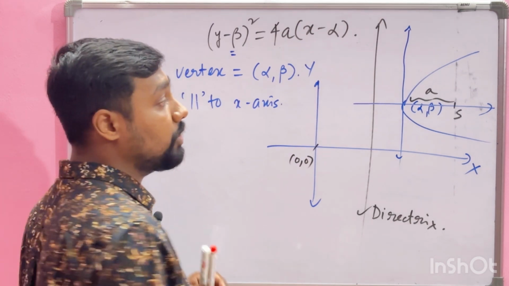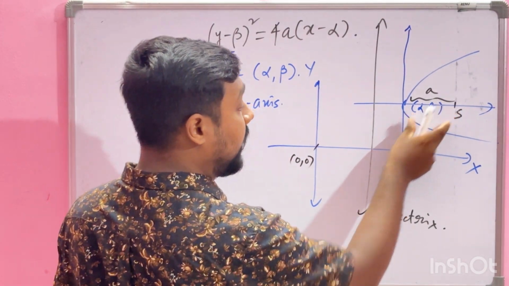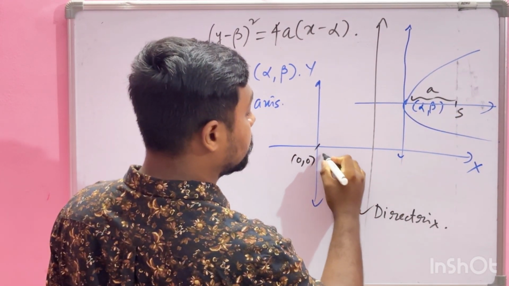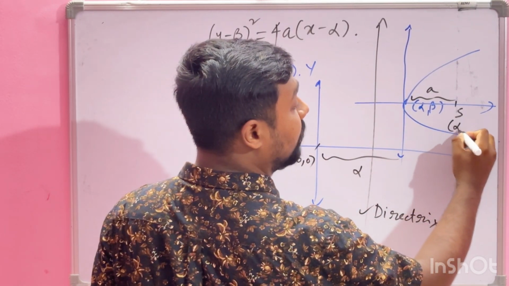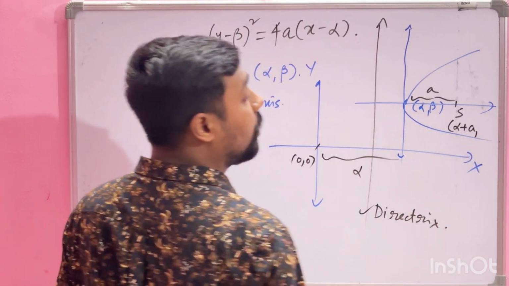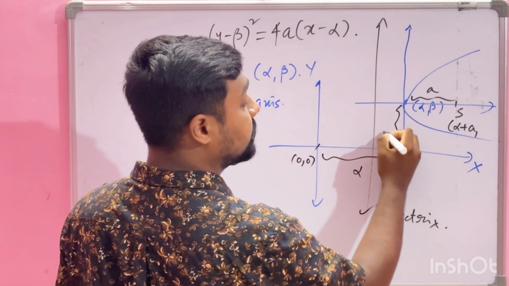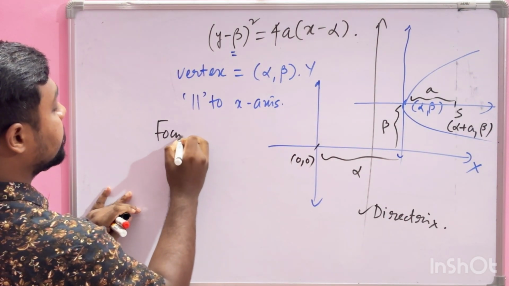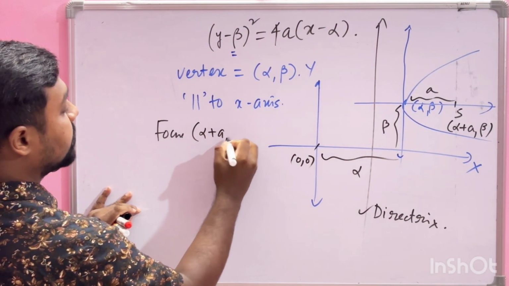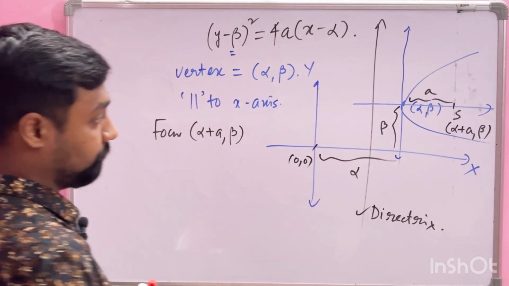Now let's find the coordinate of x. So this length is a and this total length is alpha. That means the x coordinate of the focus is alpha plus a. And what will be the y coordinate? That is this one, beta. So the focus is (alpha plus a, beta).